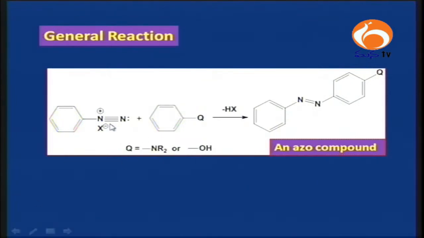As shown in the slide, this is the arene diazonium ion which will undergo reaction with the highly reactive aromatic system. Here Q may be an alkoxy group, hydroxy group, or maybe an amino group, and this is the azo compound that we obtain. This is an aromatic system having conjugated bonds. This is also another aromatic system having conjugated bonds. These two aromatic systems are linked through this N=N.